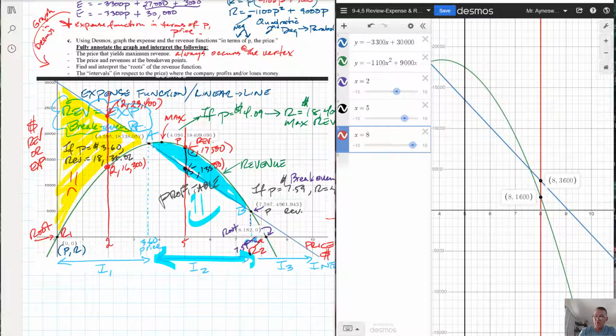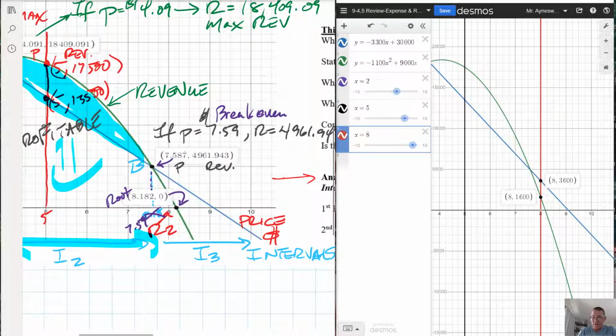All right, so what you do is you go over here to the graph, and you find 8 and you draw a vertical line. The same approach. Okay, and so the expenses right here, it says 8 comma 3,600. That's an expense. And then right here on the revenue curve, that's going to be 8 comma 1,600. That's revenue, the money coming in, right? Because on the green curve, the parabola is the revenue. On the blue line, that's the expense.